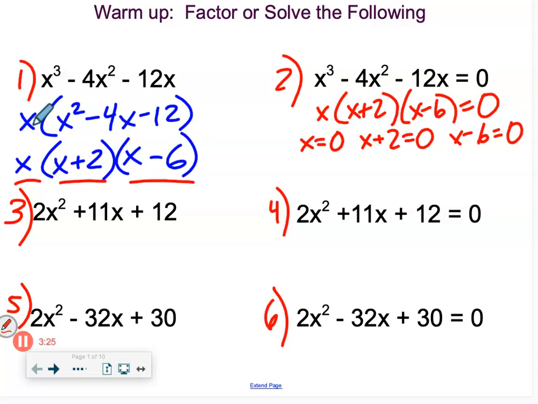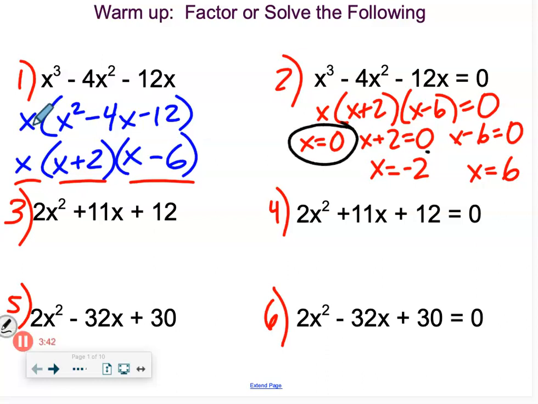X equals 0 is done. How do I solve this? What do I do to both sides? Subtract the 2, and I get x equals negative 2. What do I do to both sides here? Add 6, and I get x equals 6.